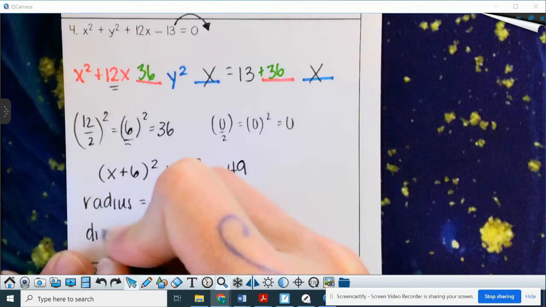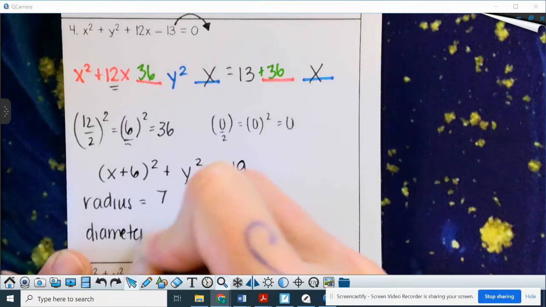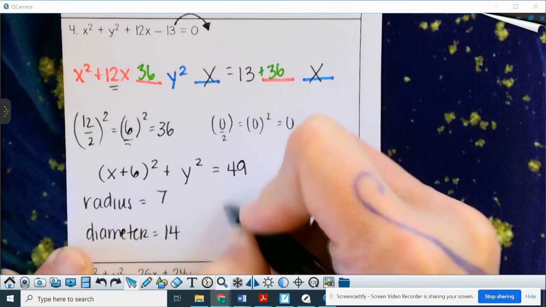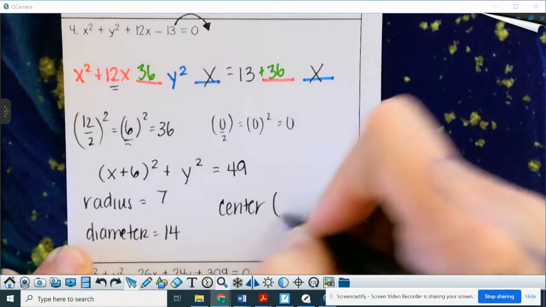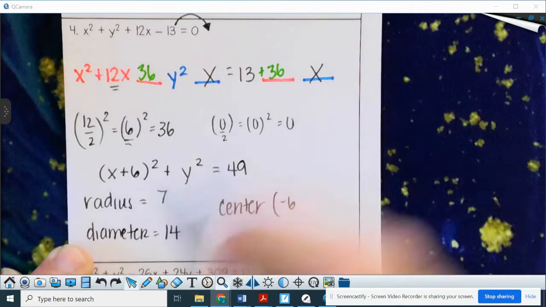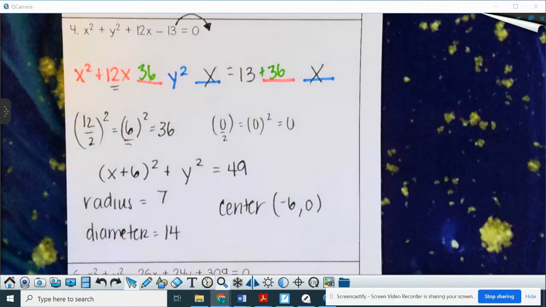Diameter is 14. And center is negative 6, because that's a positive, and then 0 because there's nothing there with the y.